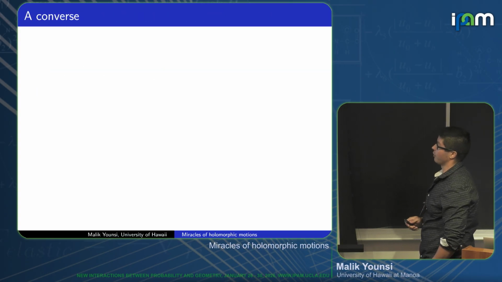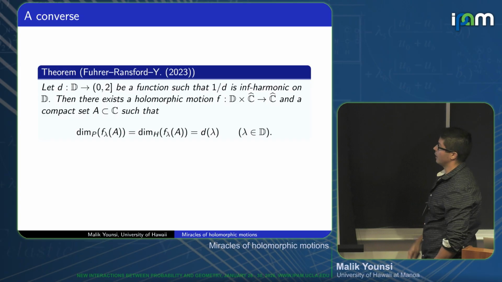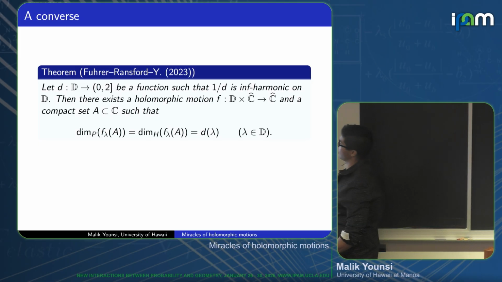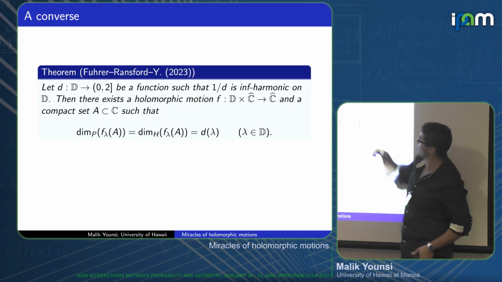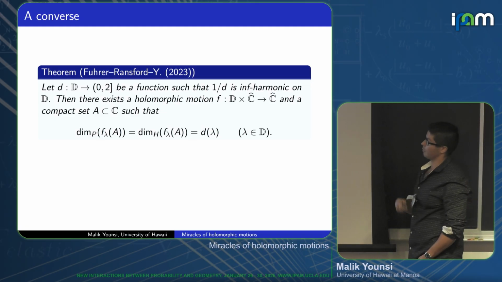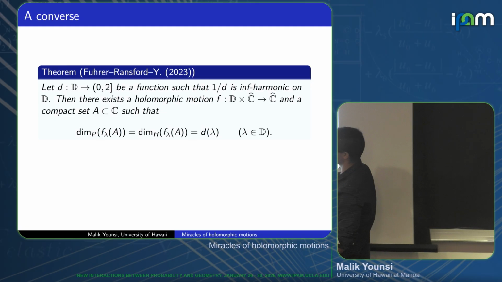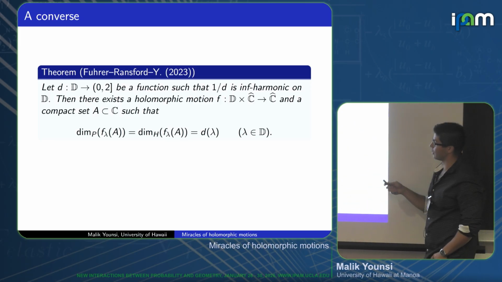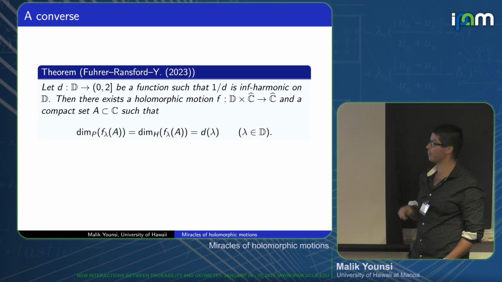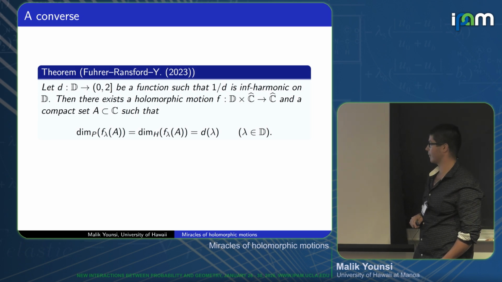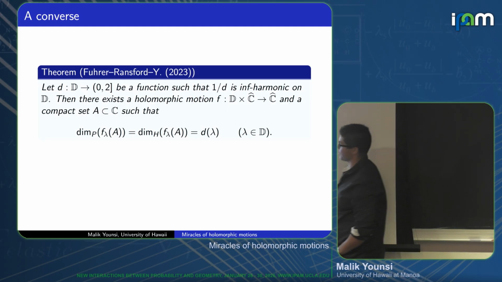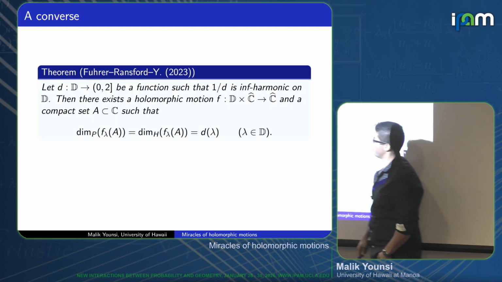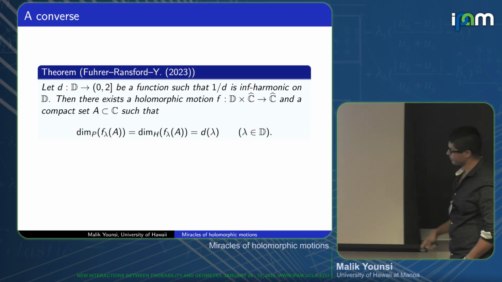Then we also have a converse theorem that we were able to prove. So basically, you can prescribe the dimension function as long as it has the correct regularity. So 1 over the dimension function should be inf harmonic, but if you give me such a function d, then I can realize it as the variation of dimension under some holomorphic motion for some compact set A. And that converse applies to Hausdorff dimension and also packing dimension.